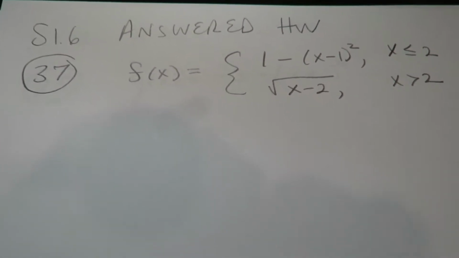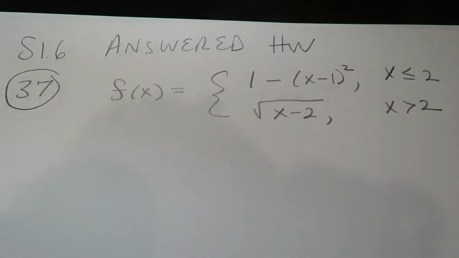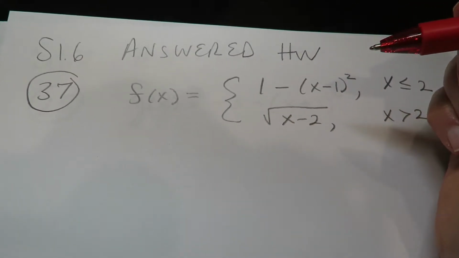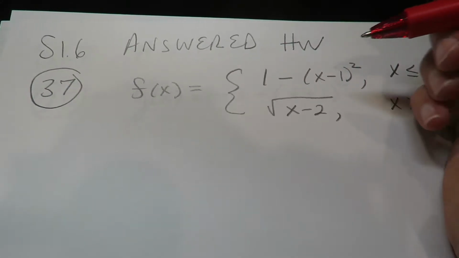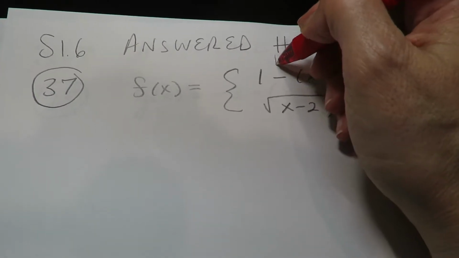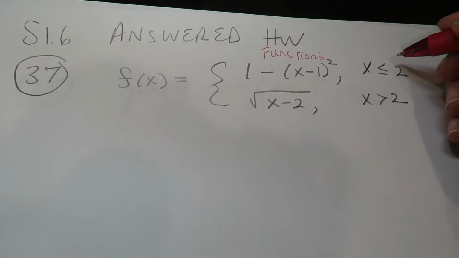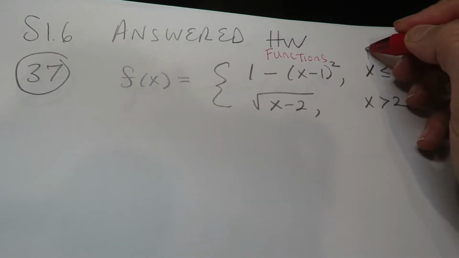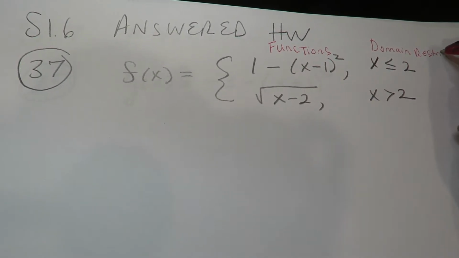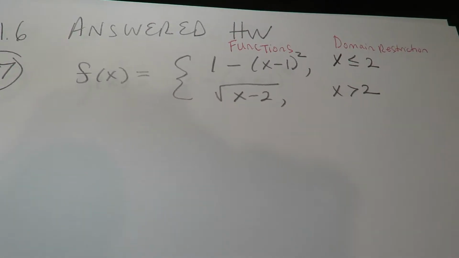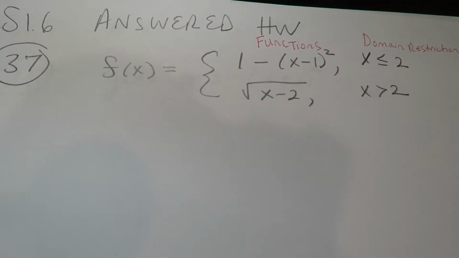Okay, gang, this is section 1.6, number 37. So we're going to graph this. This is what we would call a piecewise graph. It's two or more graphs collaged together into one graph. The first column is the functions that we're going to collage together. And the last column is the domain restriction. So this last part tells us where we're going to turn the function on or off.